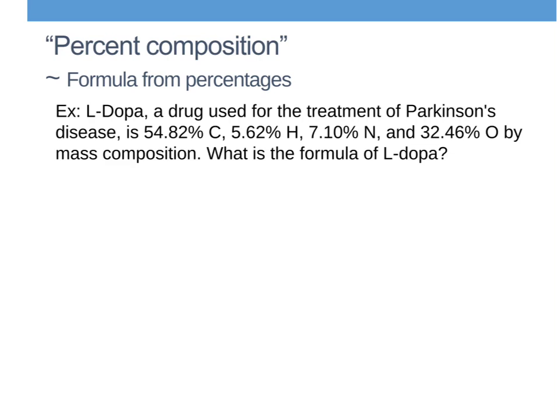This one is saying that L-DOPA is a drug used for Parkinson's disease. It's 54-ish% carbon, 5%-ish hydrogen, 7% nitrogen, and 32% oxygen by mass. What's the formula of L-DOPA? You're going to follow the exact same process as we did before. Just look at your notes, copy the exact same process, and you should be good. I'll stop talking for a minute, so pause this video and see what you can do.